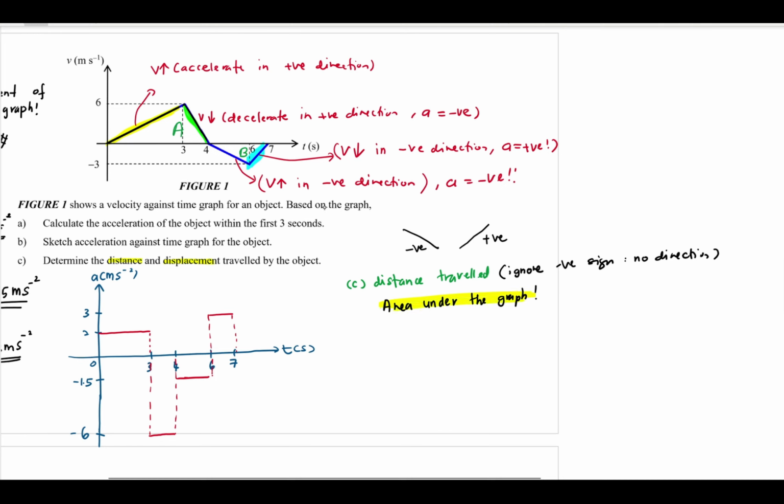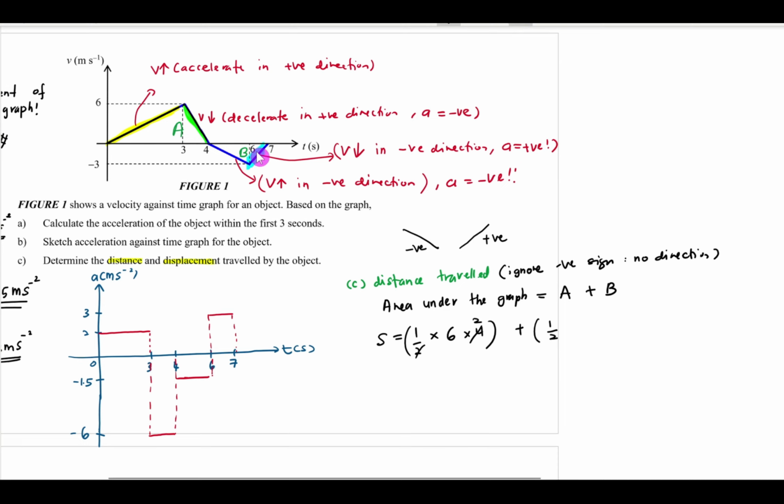So I calculate A first. The area under the graph will be area A plus area B. So the distance should be, A is a triangle, right? So I will use the triangle formula. Half times 6, the height of the triangle, and then the base of the triangle is equal to 4. Plus, we have another triangle. Here, look, half, the formula of the triangle, times the height. The height is -3, right?